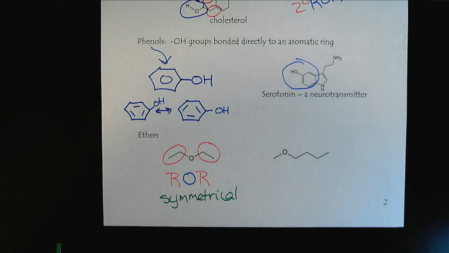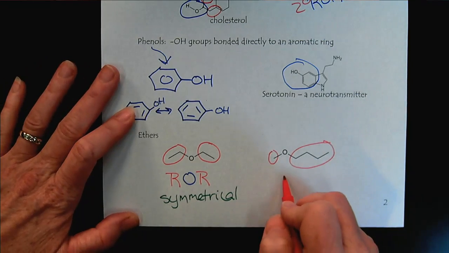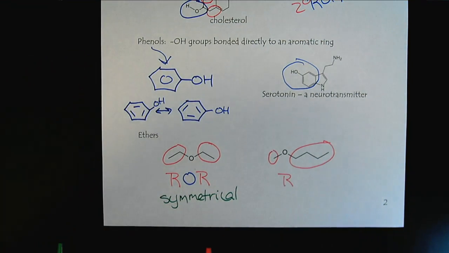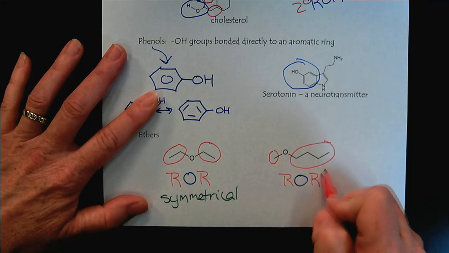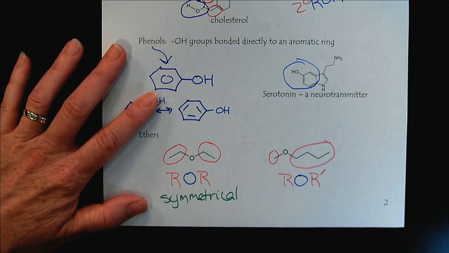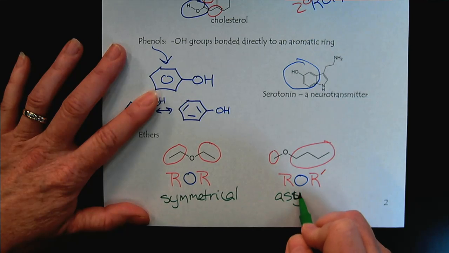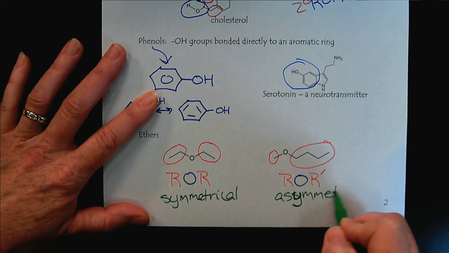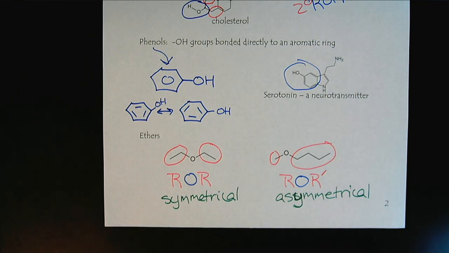But that doesn't have to happen. Notice here we have the first R group on the left is different from the R group on the right. So we'll use the prime, and so we would describe this as asymmetrical. Okay, so ethers show up occasionally in biological molecules, but they're not the most important. We'll see a lot more with alcohols.